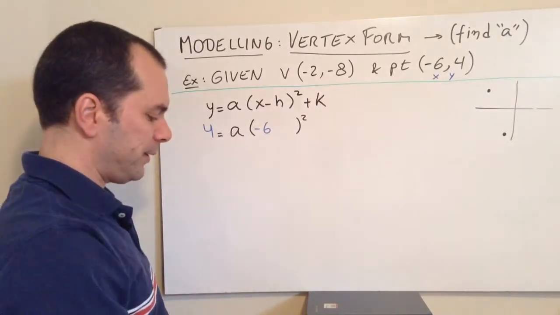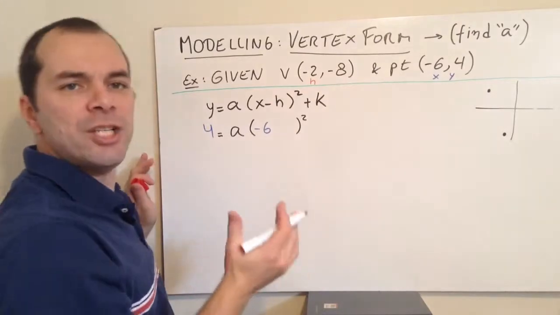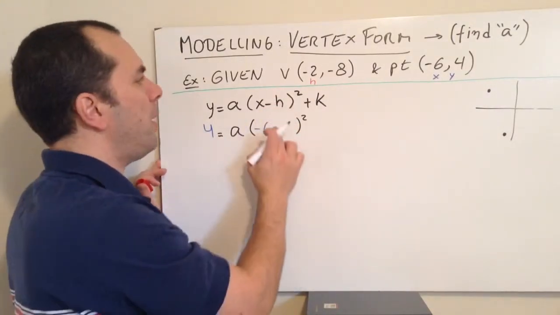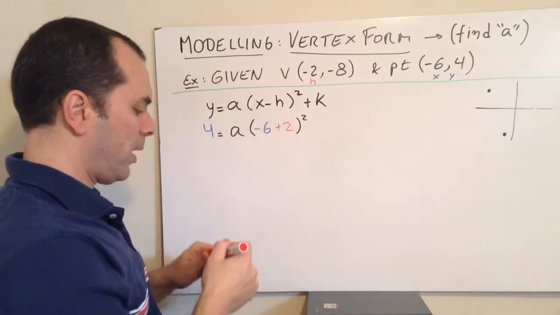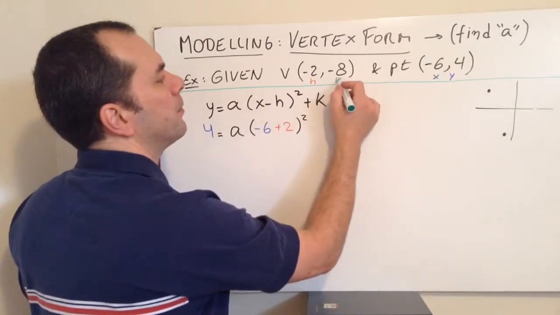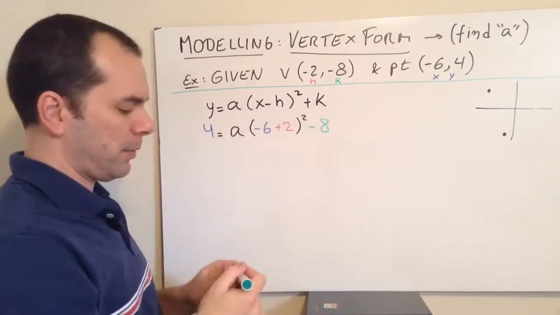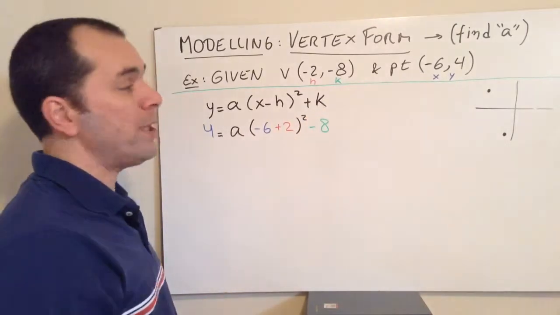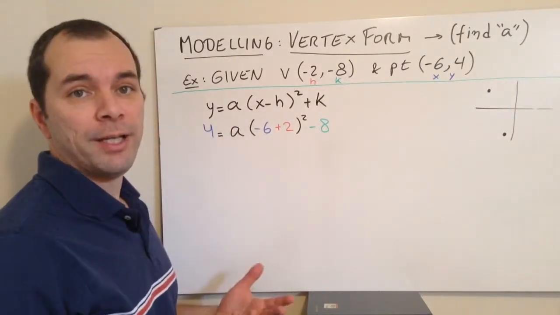Then for my vertex, I know that it's going to be h. Now my h is a little bit special because the formula is minus h, so it's going to be minus -2, which will end up looking like +2. And then my k value is -8. So that just goes as -8. Actually, it would be plus -8, but we'll just simplify it. Once you fill in that information, we're just going to isolate for a and find out the value.